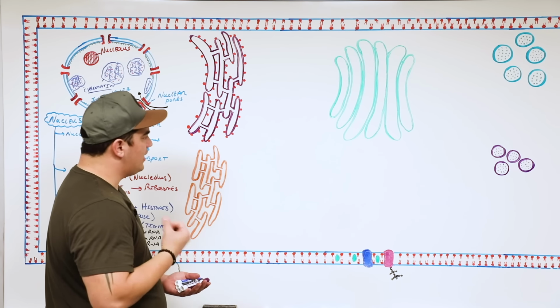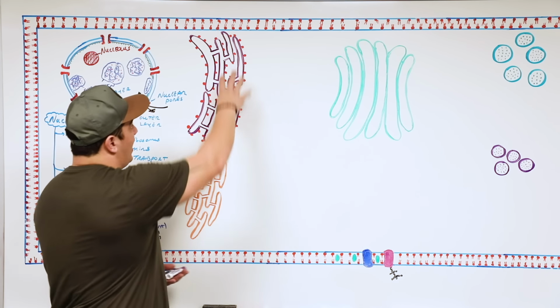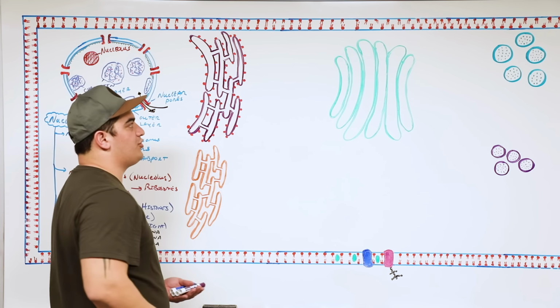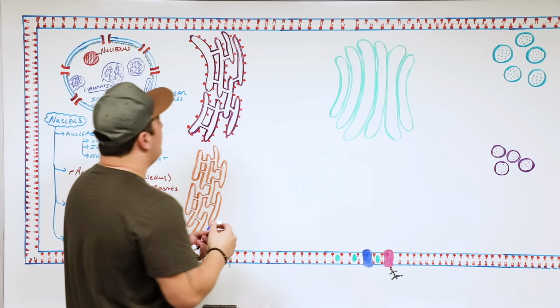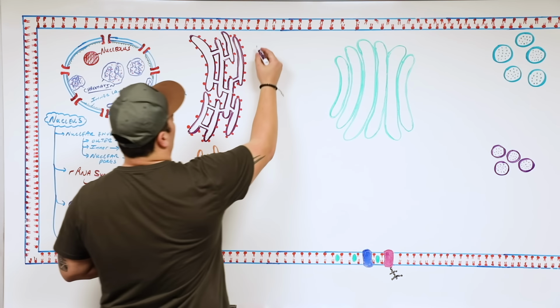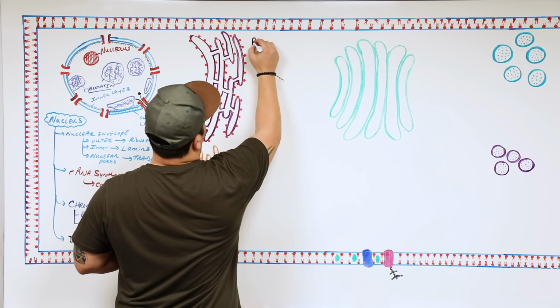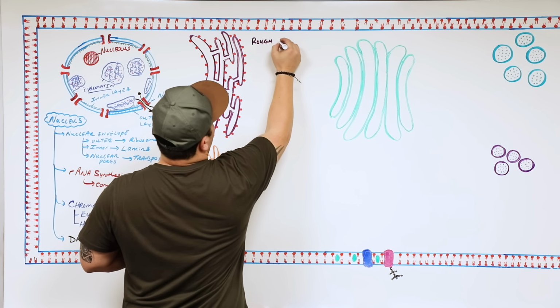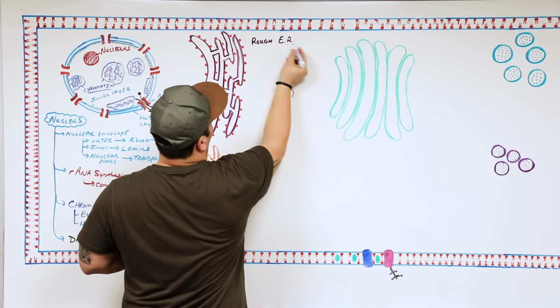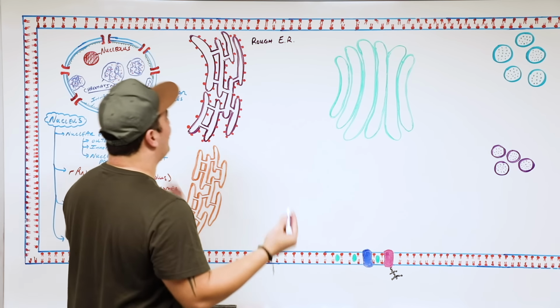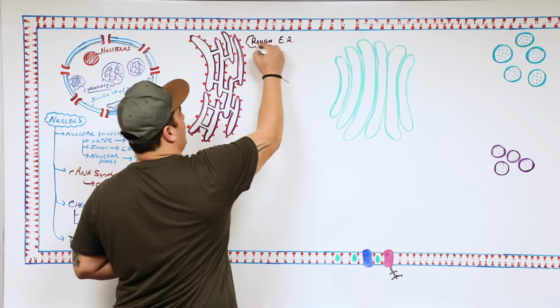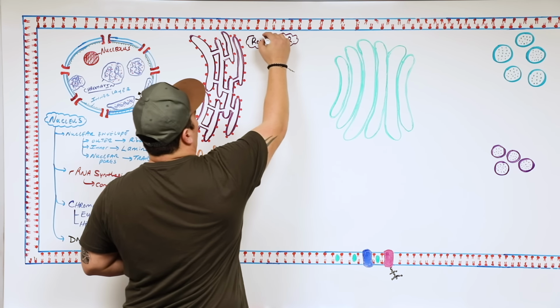Okay, so the next thing that you guys need to know here is this next filamentous membranous structure that is located within the cell. This beautiful organelle is called the rough endoplasmic reticulum. So it's called the rough endoplasmic reticulum. We're going to put ER. So the rough ER, that's commonly how we refer to it, right? So the rough endoplasmic reticulum, or the rough ER.